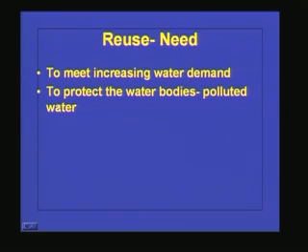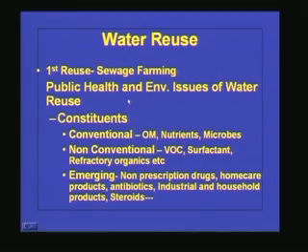The second one is to protect the water bodies, because the effluent coming from the treatment plant will have some amount of pollutant. But if we can treat that and reuse it, the pollutant going to the existing water body will be limited. So we can protect the water bodies. These are the two major objectives. So what are the different ways of water reuse? The first reuse was sewage farming, which we have seen till now.